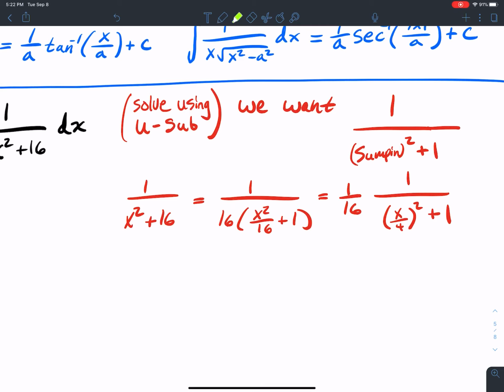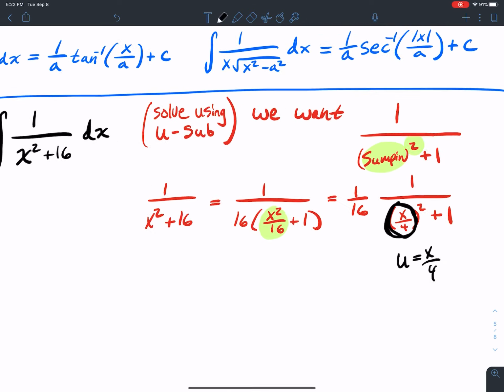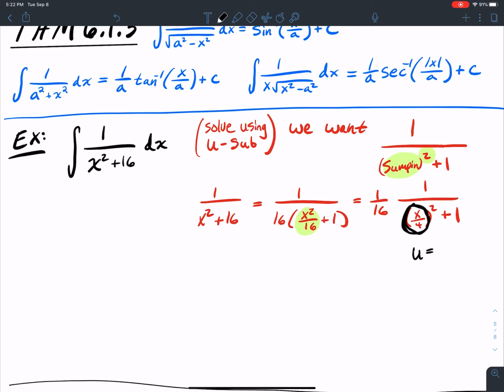And then the trick is I want it to be something squared. Right now it's x squared over 16. Well, how do I make it equal to something squared? Well, in the numerator, I need it to be x, because that would be x squared. In the denominator, if I make it 4, then that would be x squared over 4 squared, which gets you x squared over 16. So that's my something that's squared. Now, the reason this is helpful is because I know that this something in here is going to be my u, x over 4. So that helps me find my u.